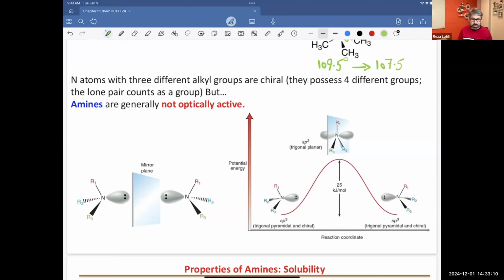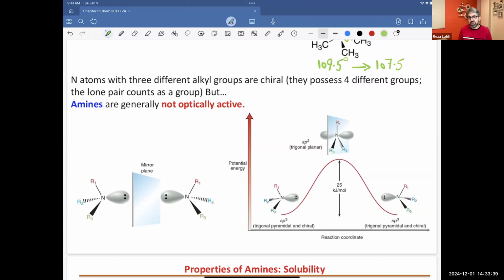And that's completely correct. If you put a mirror in front of it, the mirror image will be another enantiomer. So can I have enantiomers? The answer is yes. We do have enantiomers for tertiary amines. But the problem is those two enantiomers can easily get transferred to each other. We will have inversion between them, and as a result it will be hard to separate those two enantiomers.